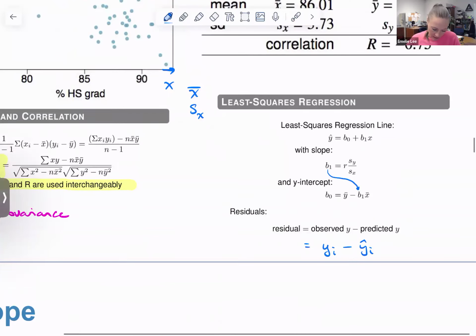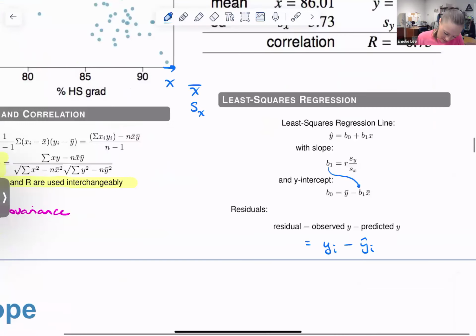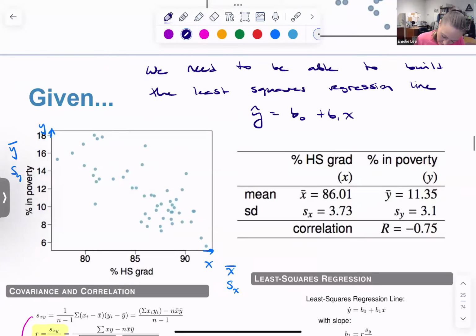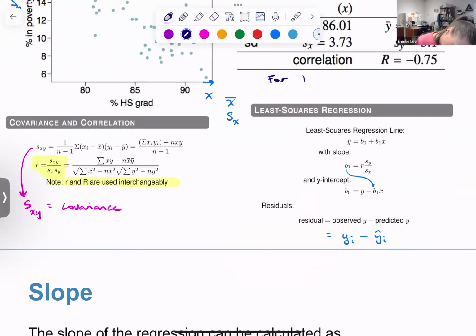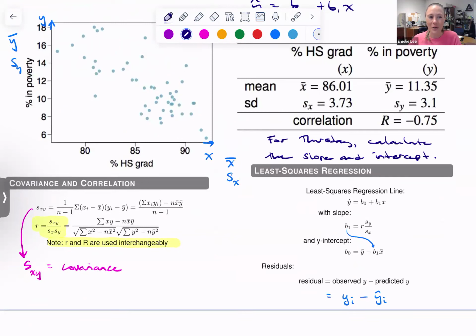Okay, and so what I want to do is for Thursday, of course, it's in the rest of the notes, but for Thursday, calculate the slope and the intercept. So I want you to try it on your own. You've got all this information. Try it on your own, see how it goes, and then we'll pick up there as review on Thursday. If you have any questions, let me know.